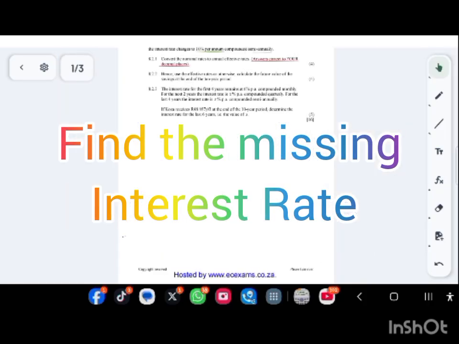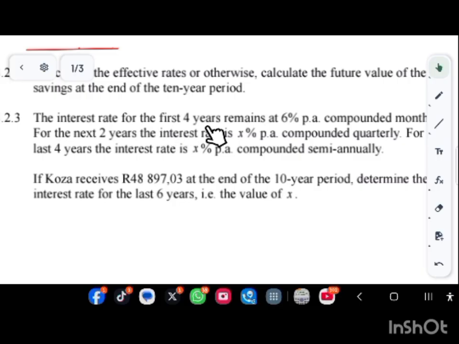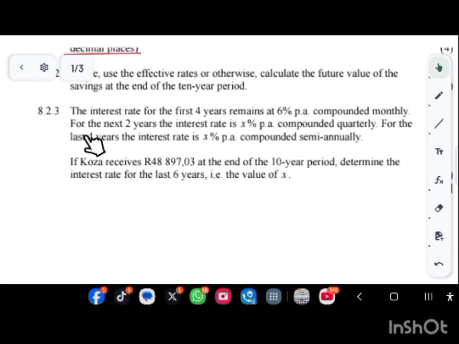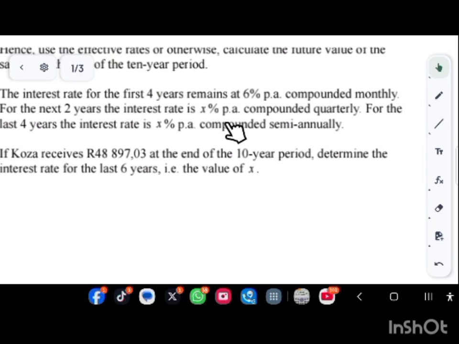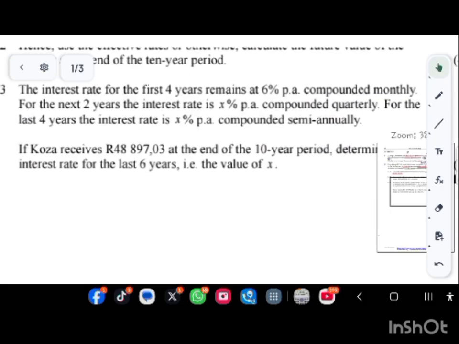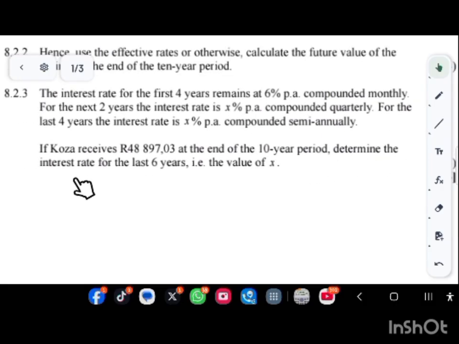Let's look at the last question. 8.2.3. The interest rate for the first 4 years remains 6% per annum compounded monthly. For the next 2 years, the interest rate is x% per annum compounded quarterly. For the last 4 years, the interest rate is x% per annum compounded semi-annually. If Cosa receives 48,897 rand and 3 cents at the end of the 10-year period, determine the interest rate for the last 6 years. That is the value of x.